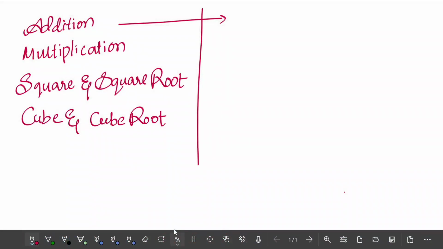Hello students, this video is on the foundation for bank examinations and all other competitive examinations. Here in this video, we are going to learn additions, multiplications, finding the square and its square root, and a cube and a cube root. While learning all these concepts, you have to be patient. If you are patient while learning, you will be quick while doing. Clear? So without any further delay, let us get into the session.